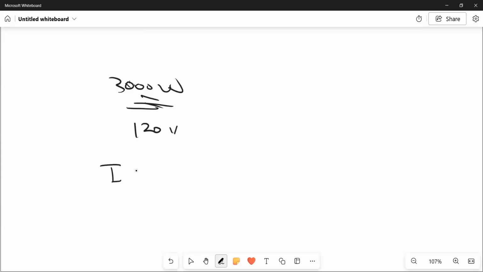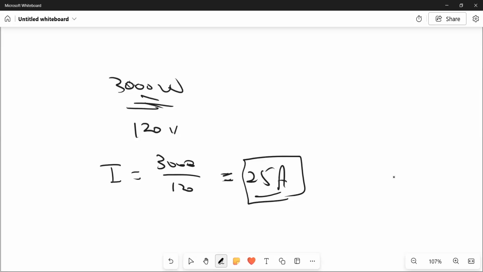The current that this thing is going to draw is what? 3,000 over 120. How much is this? 3,000 divided by 120 is how much? 25. 25 amperes. So sometimes some people use 20 ampere breakers. The 20 ampere breaker might very well click and cut off the connection in your house.